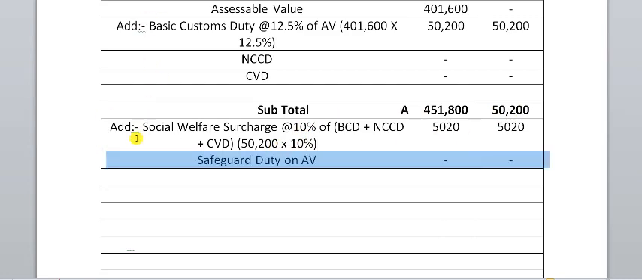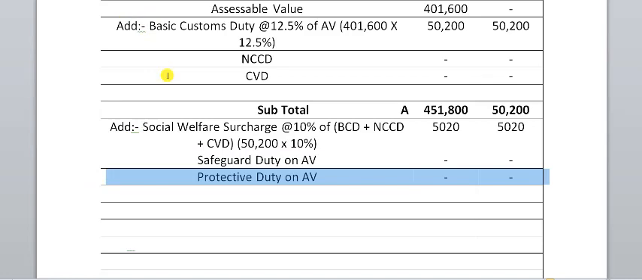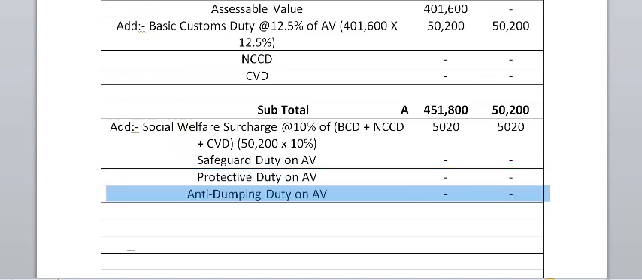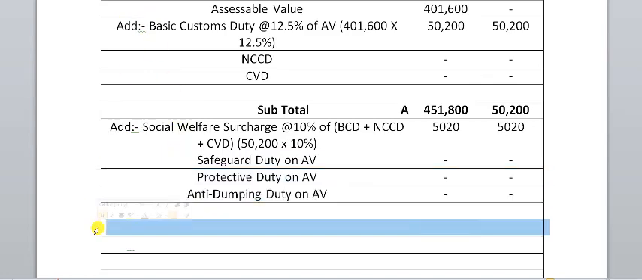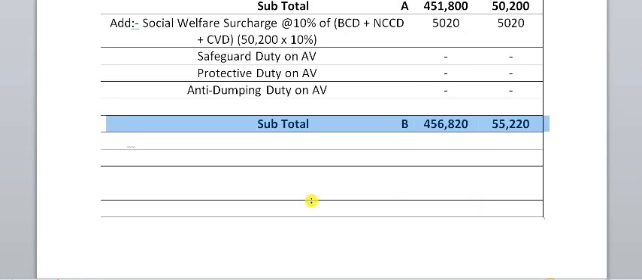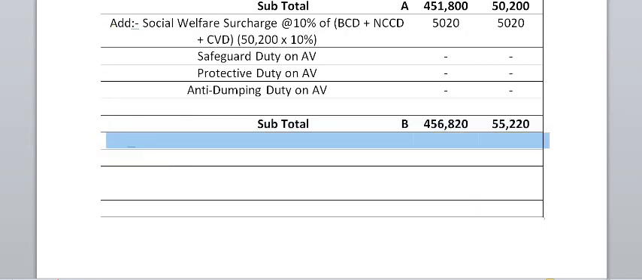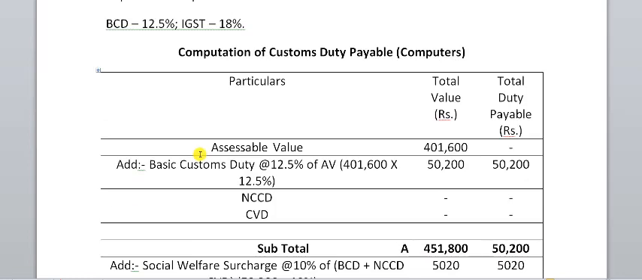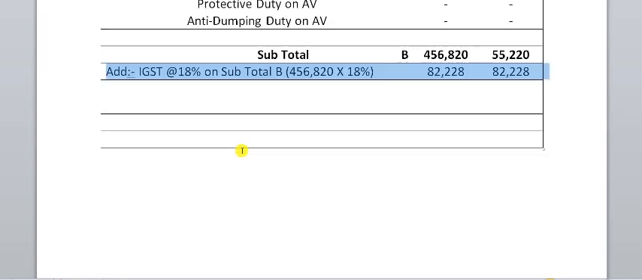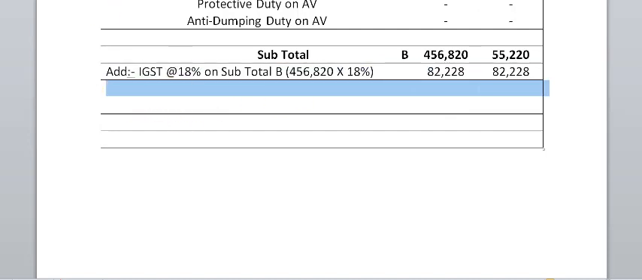Have they given safeguard duty? No. Have they mentioned protective duty? No. And anti-dumping duty is also not mentioned. So we'll get subtotal B by now: 4,56,820, and 55,220. For this, we have to add IGST. They mentioned it as 18%. So 4,56,820 into 18%, 82,228. Write it in both the columns.